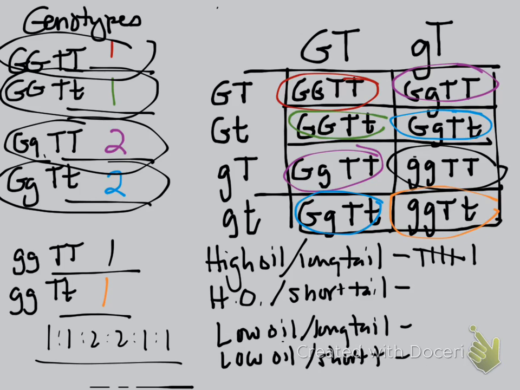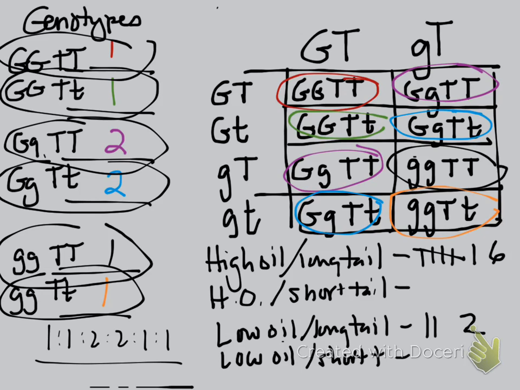And now we're into low oil. So is this one high or low? Low oil, long tail. Low oil, long tail. So we have a total here of 6 and a total of 2. So we have a 3 to 1 ratio.